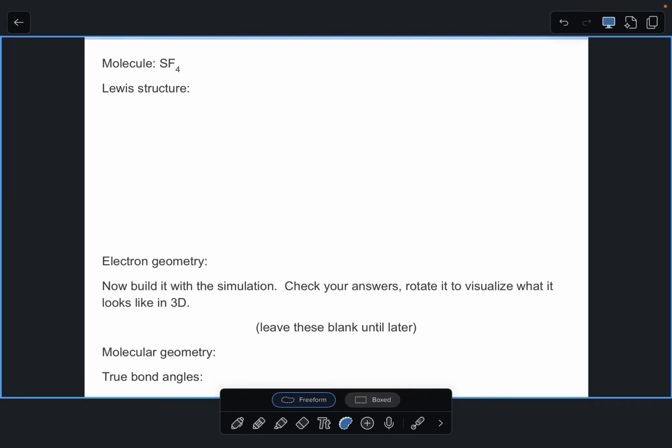Yep. Is the trigonal bipyramidal with both the electron and molecular geometry? For this one, yes. Yeah. Because they're all bonds, then it would be trigonal bipyramidal for both.